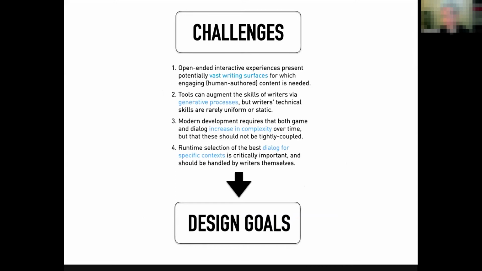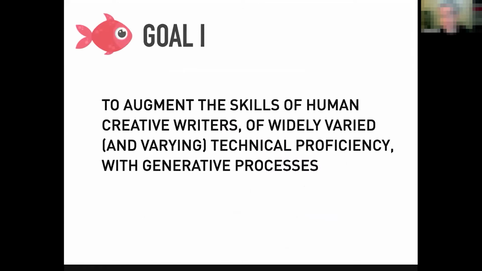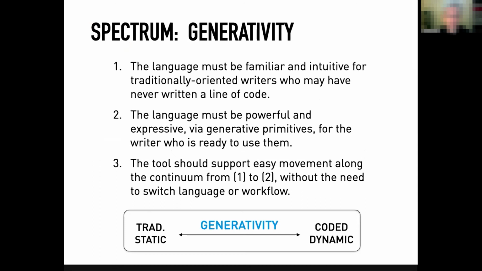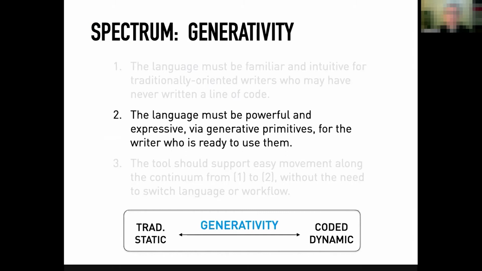This set of challenges led us to two primary design goals for the system. First, to augment the skills of human creative writers of widely varied and varying technical proficiency with generative processes. We can think of this maybe as a continuum of generativity or procedurality, with traditional static text on one side, and procedural or generative or dynamic text on the other side.